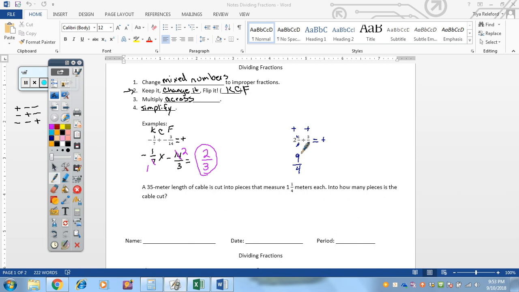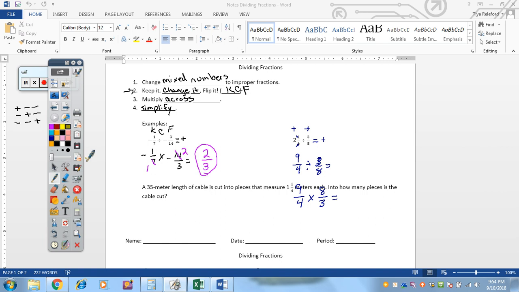If you're still not sure how the around the world or the Texas works, come into tutoring and we'll get it fixed. You got to know how it works. I don't have to change 3/8. Number 2 says keep it, change it, flip it. So we are going to keep 9/4, change division to multiplication, and flip 8 and 3.